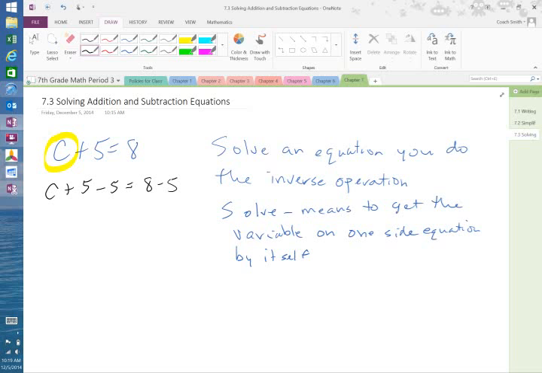Now on the left side of the equation, the C plus 5 and minus 5 cancel each other out, thus leaving C by itself on the left side of the equation. The 8 minus 5, well, remember we've got to go 8 plus negative 5. We still have to change subtraction to addition. And when you get 8 plus negative 5, what do you get? 3.